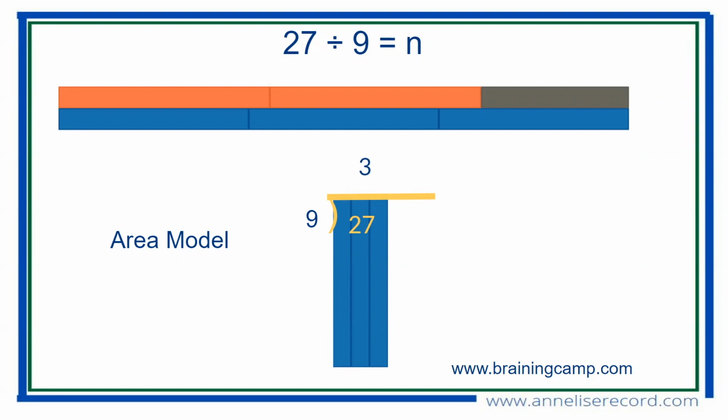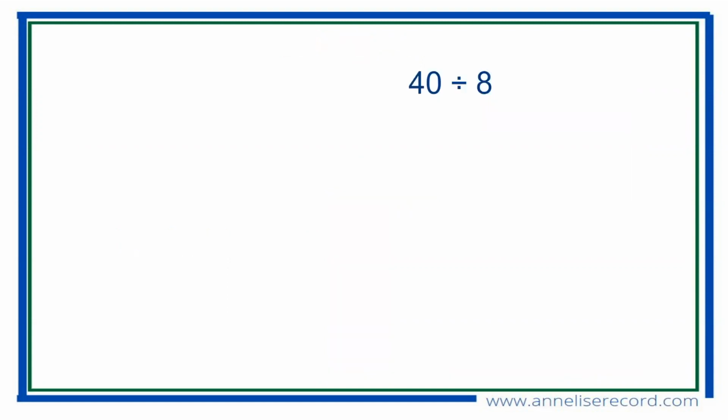And so this model here, if you think about the symbol for division, goes right along with it. We have the area inside the rectangle. The divisor can be that vertical distance, and the horizontal one is that quotient.